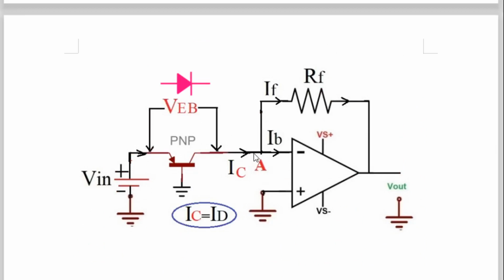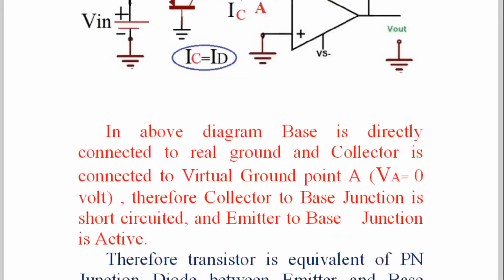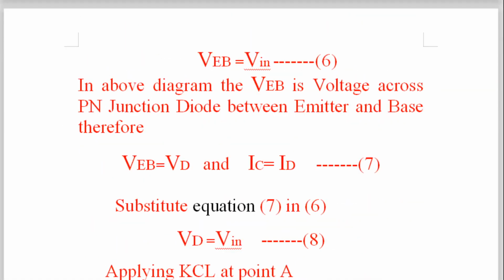As soon as you come to the point A, apply Kirchhoff's current law. What is Kirchhoff's current law? The algebraic sum of incoming current is equal to the algebraic sum of outgoing current. Here there is only one incoming current, that is IC, and two outgoing currents, namely IB and IF. IB is the base current going to the op amp, which is very less. Therefore, we can write IC is equal to IF plus IB, but we will neglect IB, and therefore IC will be equal to IF, but IC is equal to ID, therefore ID equal to IF.